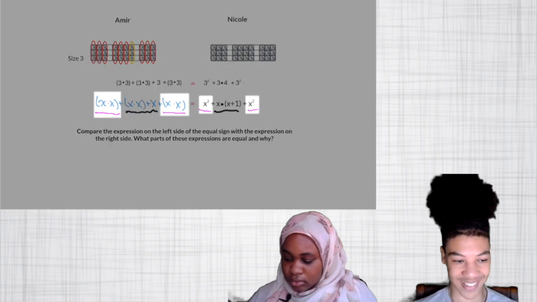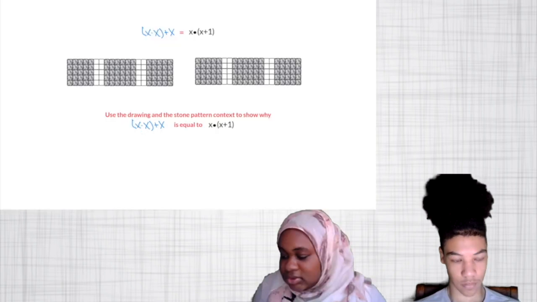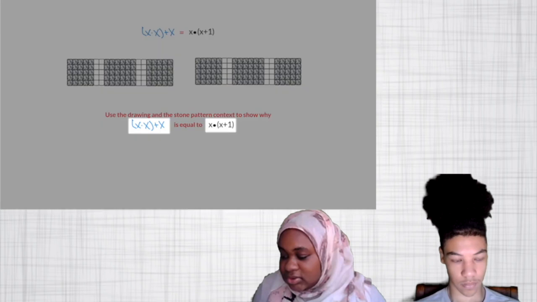In pink, ET has the x times x and the x to the second. He said that those are the same because x to the second just means x times itself 2 times. What about the middle parts, underlined in black? Haleemah said she knows they are equivalent. But why? Haleemah and ET are going to explore why these two expressions are equal.